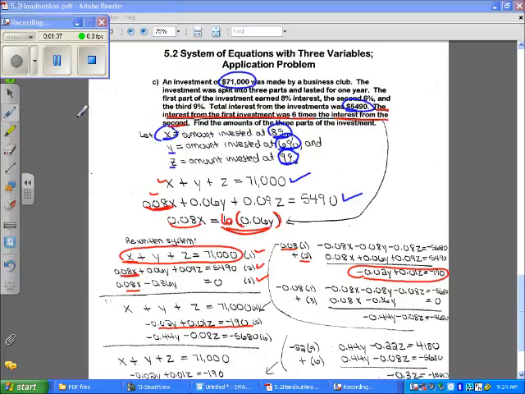Okay, then I did the same thing with the third equation. I took this equation times negative 0.08, add to this equation. I did that right here. And this becomes my new third equation. Okay, so this is my new system of equations. Here are my 3 equations. Let me move down now.